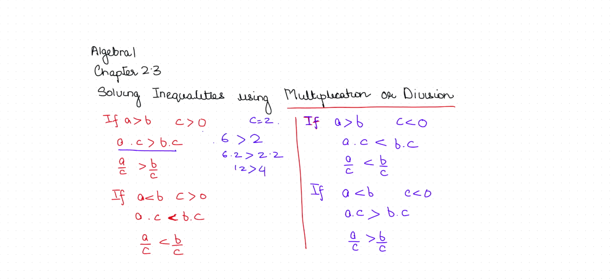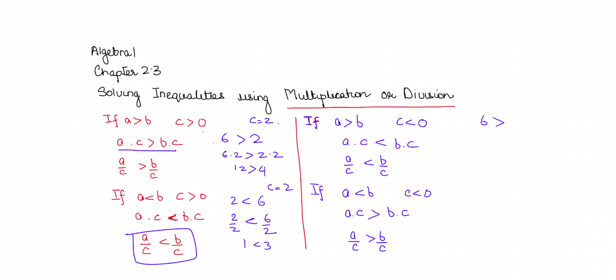So if A is less than B, like 2 is less than 6 and C is equal to 2, if we multiply or divide, then still 2 by 2 is less than 6 by 2. So 1 is less than 3. So the sign doesn't change.